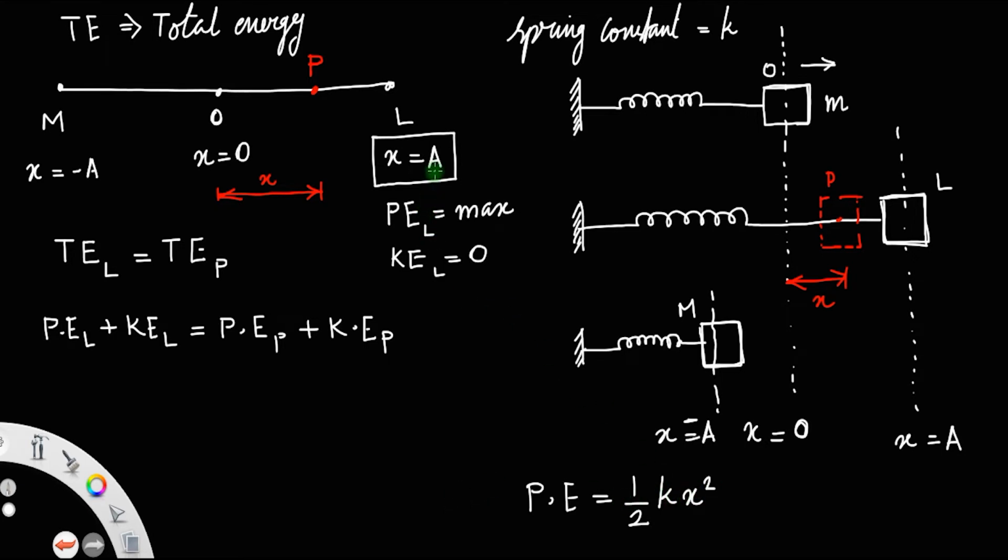Since x is equal to a, we can write potential energy at L is equal to half k a square plus kinetic energy at L, which is 0 at the position L, is equal to potential energy at P. Potential energy at P we don't know, so we just write half k, the distance is x square, plus kinetic energy. You know the expression for kinetic energy, half mv square. Clear?